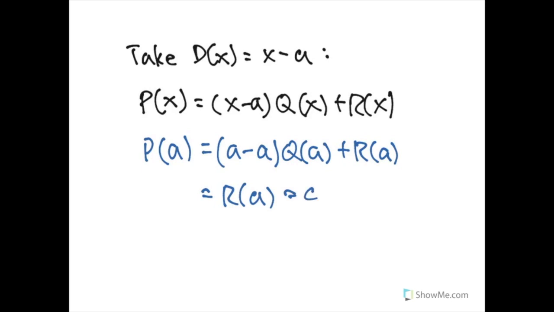So what do we have here? We basically have a very powerful method to find r of x for a factor that has degree 1. So if we have a polynomial and we want to find its remainder when divided by x minus a for any constant a, all that we have to do is plug a back into the expression for p, and whatever constant pops out the other side is the remainder r of a.